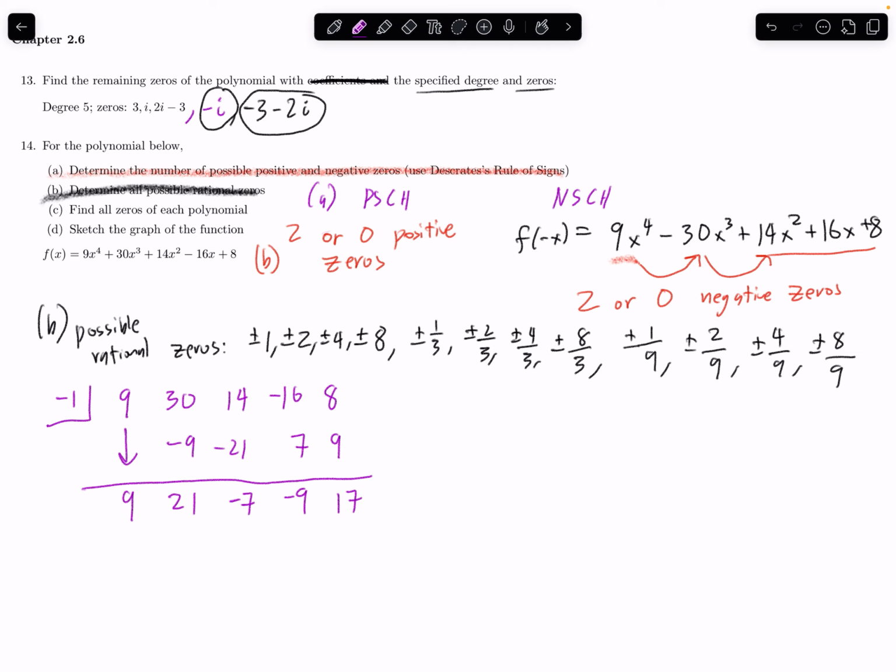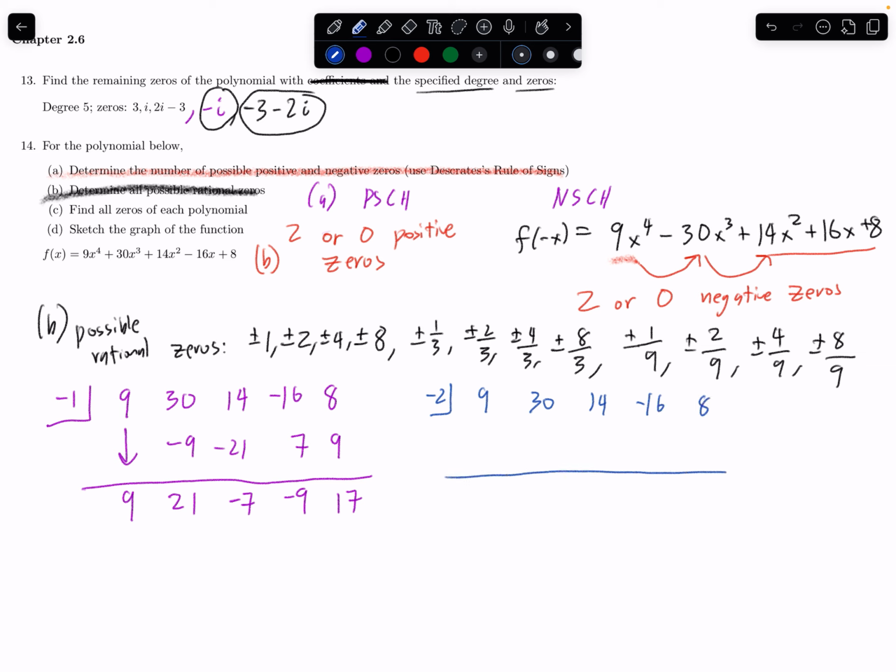How about let's check negative 2 and positive 2 if that doesn't work. All right, let's try 9, 30, 14, negative 16. I have a feeling like 4 and 8 are going to be too big. But let's just start with the smaller ones, yeah? 1 and negative 1, 2 and negative 2.